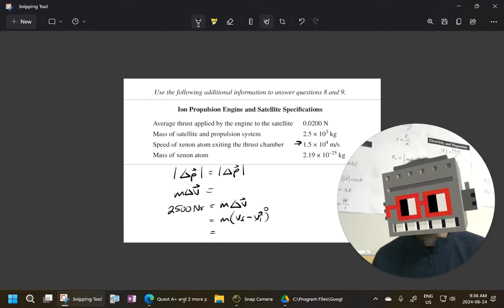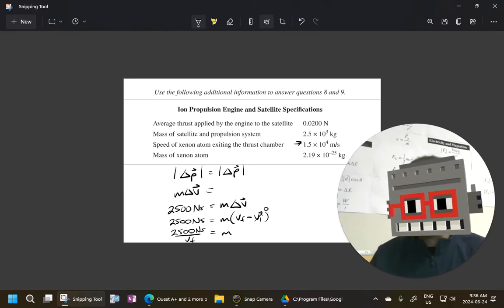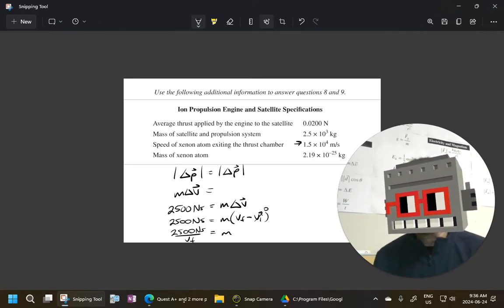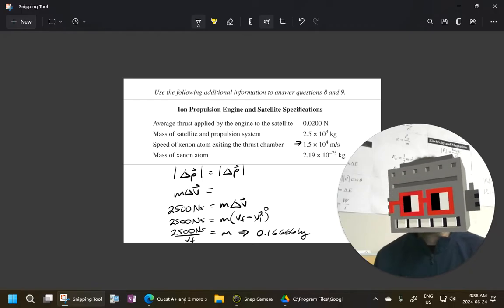So we can find the mass by dividing this final speed over to the other side. So I've got this 2,500. I'm going to divide by the 15,000 from the question. So we get a mass of 0.16666 kilograms.